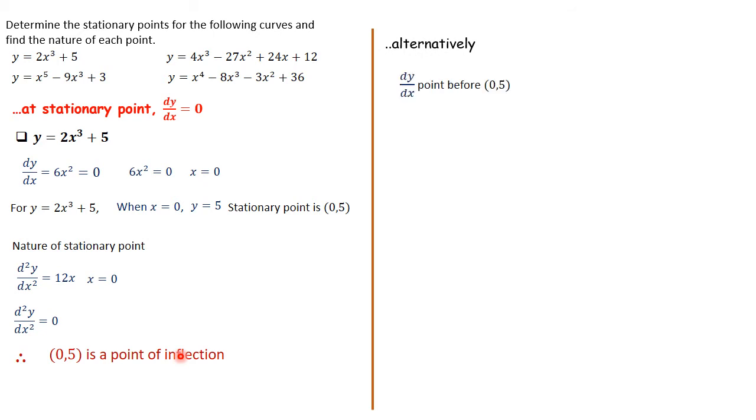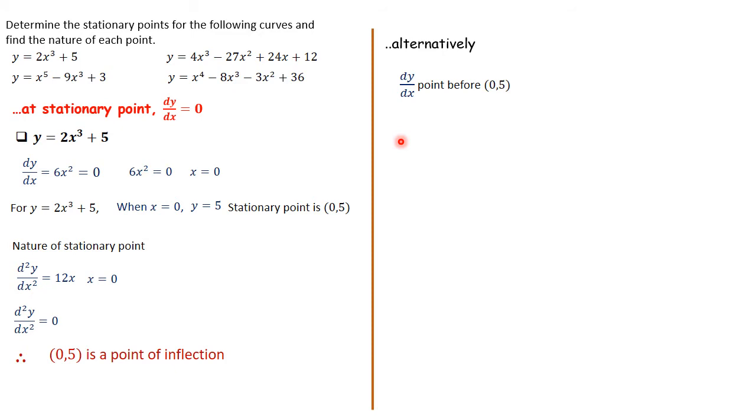Alternatively, we could do the question this way. We look for the gradient before the point and the gradient after the point, and we see the sequence. If it is positive, 0, positive, or negative, 0, negative, or positive, 0, negative, or negative, 0, positive, it will define for us what sort of turning point it is.